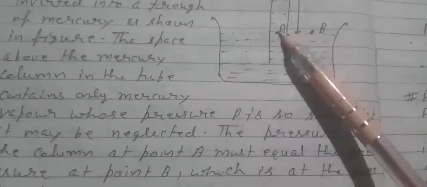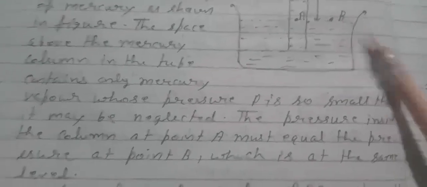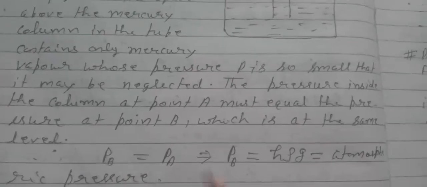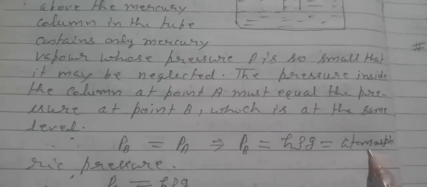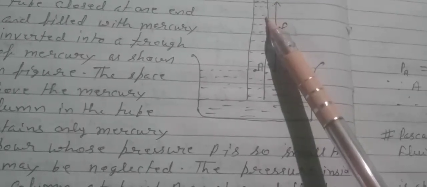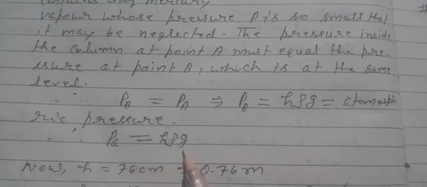Because points A and B are at the same level, the pressure at A must be equal to the pressure at B. Hence PV equals PA. The pressure at A is given as h rho g, and PV is negligible, so h rho g will be equal to the atmospheric pressure. Hence PA equals h rho g.